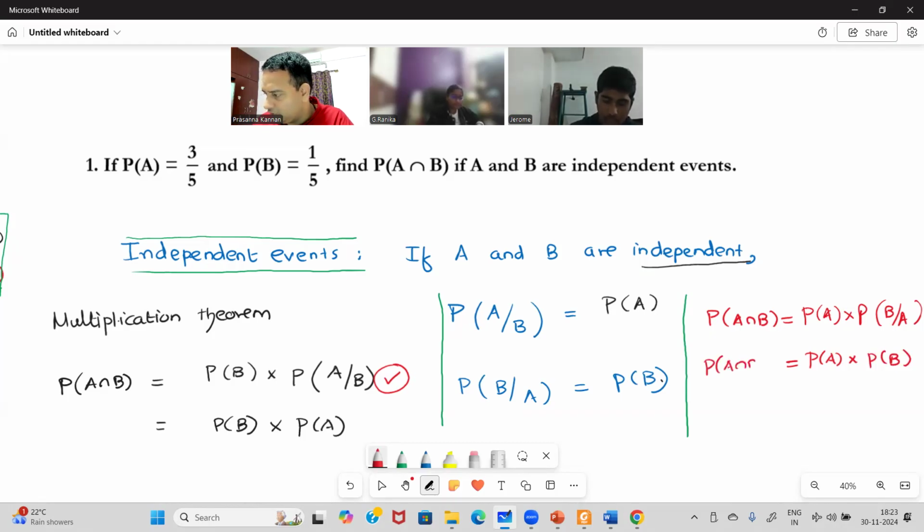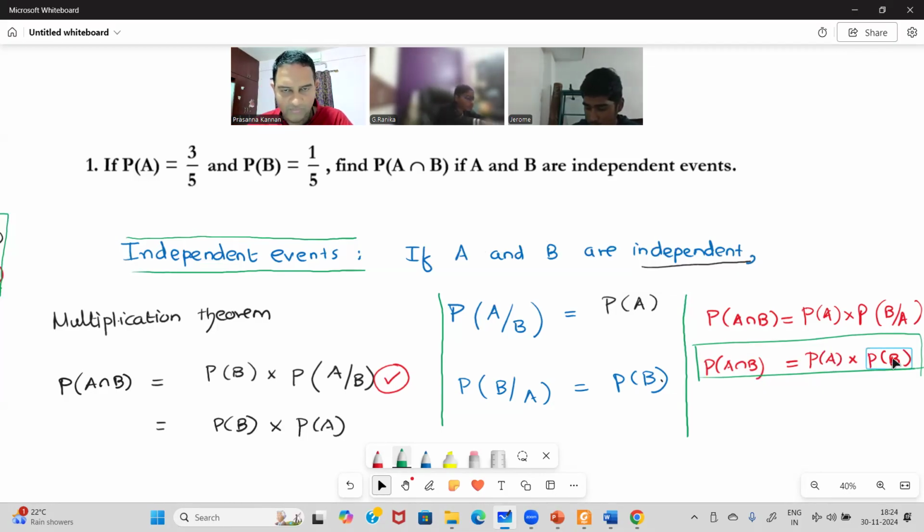Therefore, in either case, you can see that P of A intersection B is P of A into P of B, right? Please keep yourself unmuted. So please take down: if A and B are independent, what is P of A intersection B? It's simply P of A into P of B. Make a note of it.